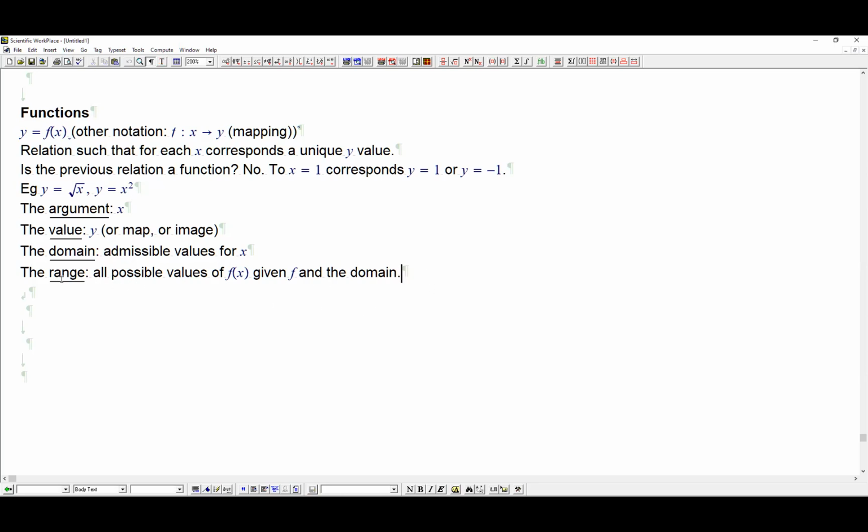So again, the range is a function of both what possible values I consider for x and what my function is. And I could also note, not to be confused with another expression you might have seen, codomain. Which may be larger than the range.